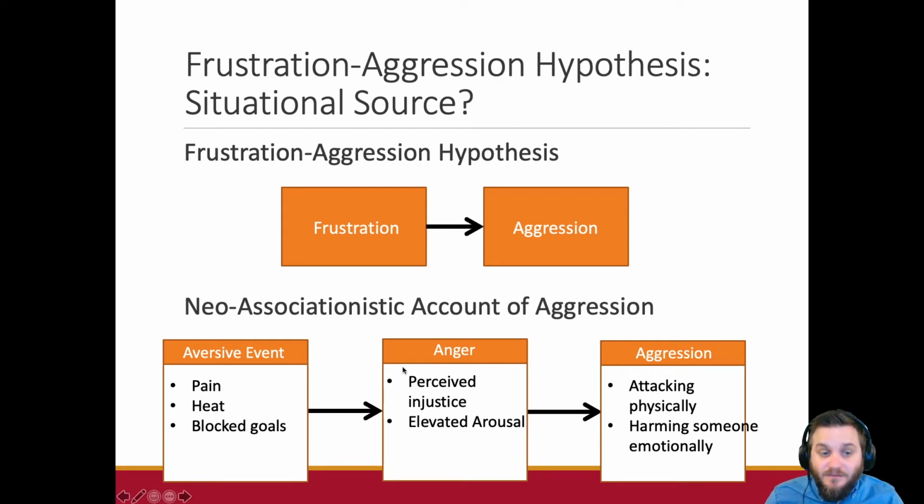The neo-associationistic account, it's hard to say, includes this anger level, right? So sometimes frustration won't lead to anger, and therefore won't lead to aggression. So that's the difference between the two.